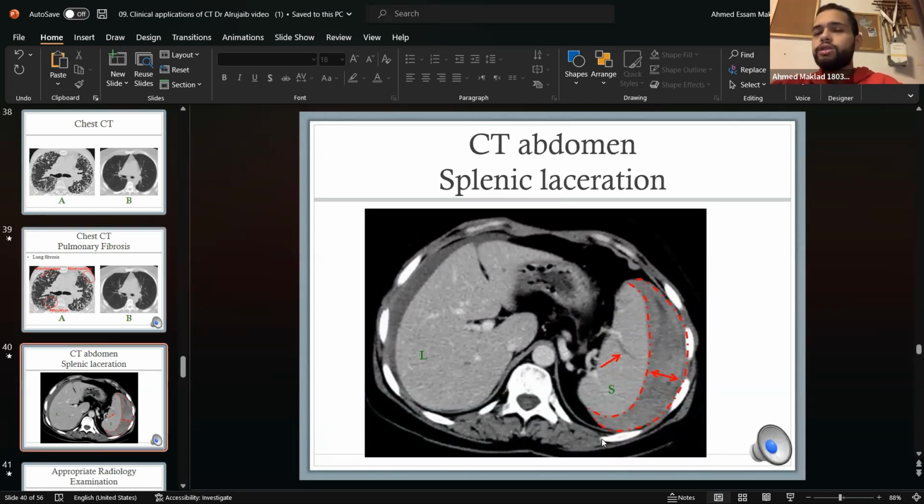Now this is a splenic laceration, right? And you're going to see just part of the spleen is darker than the other part of the spleen, and these you expect in trauma patients. All right. So trauma patients will have this.